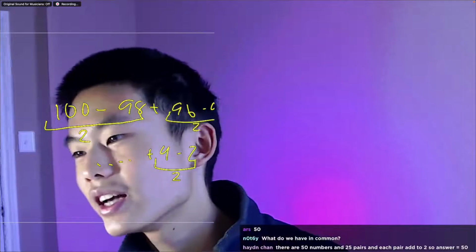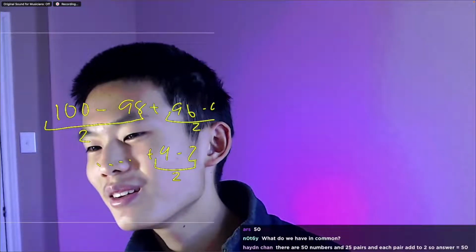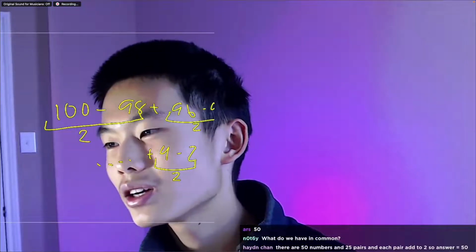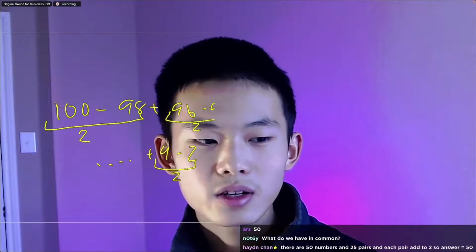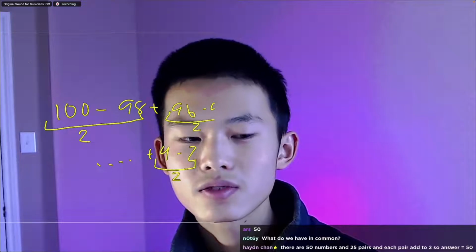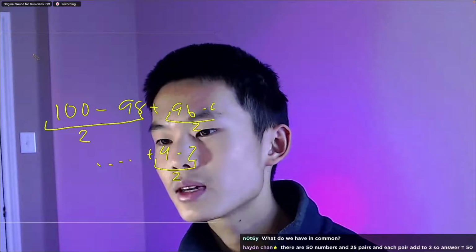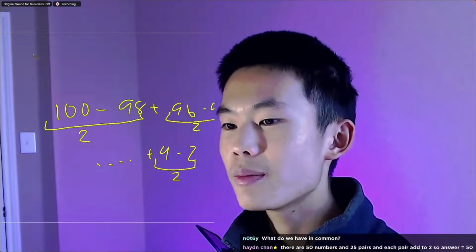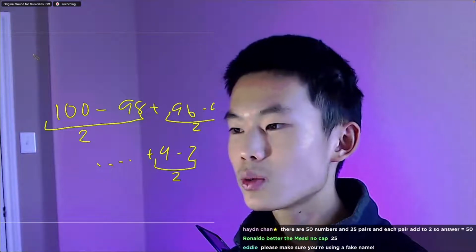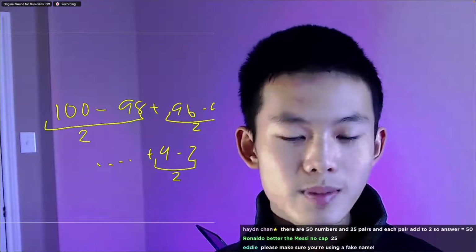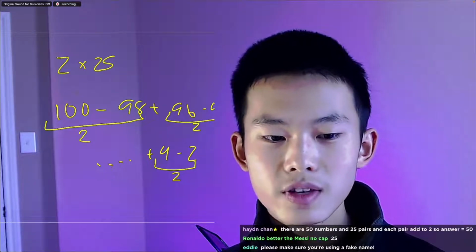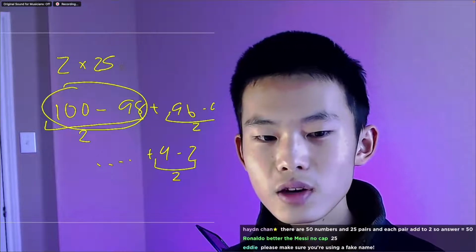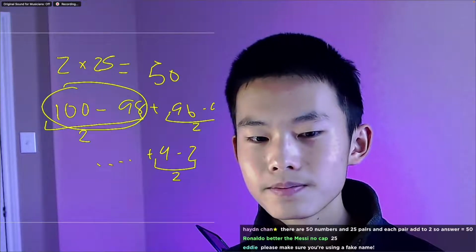Exactly, Hayden and Chan. We have 50 numbers, which means that there are 25 pairs, because it's all the even numbers all the way up to 100. So 50 numbers, and 2 numbers make a pair. So there's 50 divided by 2, which is 25 pairs. And what this means is that we have 2 times 25, because each of these pairs has difference 2. So our final answer is 50.